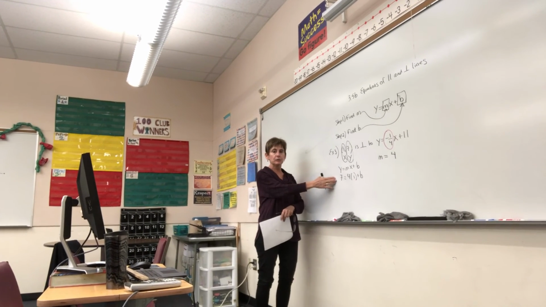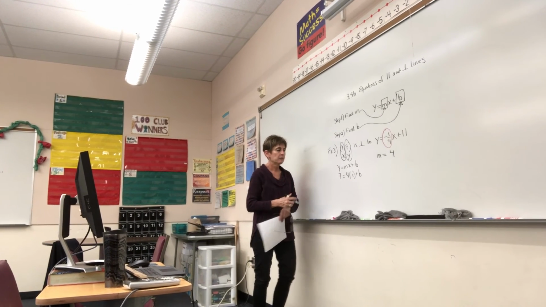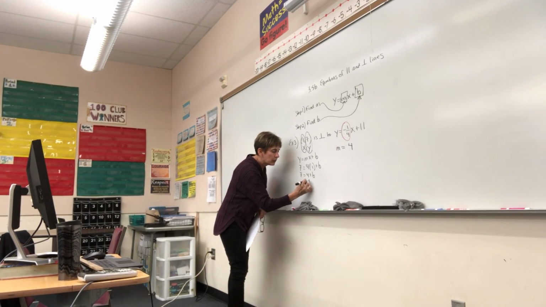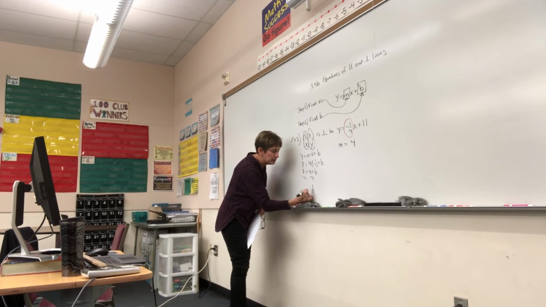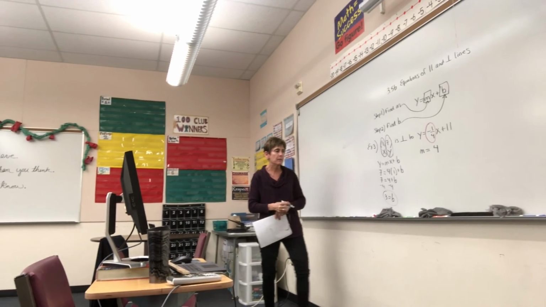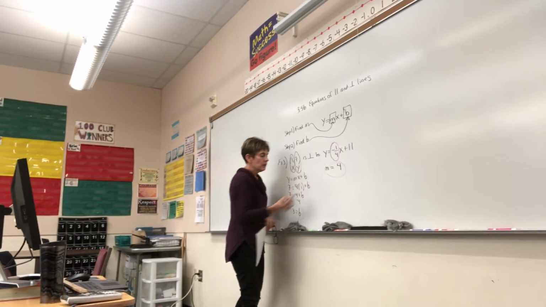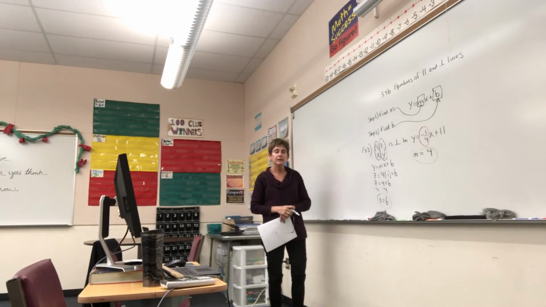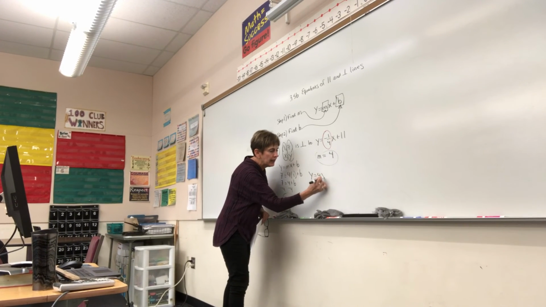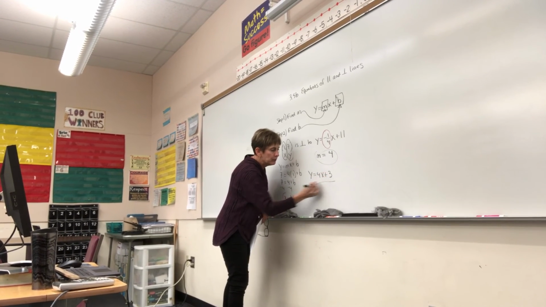And again, feel free to zoom in. So we have 7 equals 4 plus b. We're going to subtract 4 and get that b equals 3. We've done the second step. We found the m, that was 4. We found the b, that was 3. So our equation is y equals 4x plus 3. Boom, we are done.